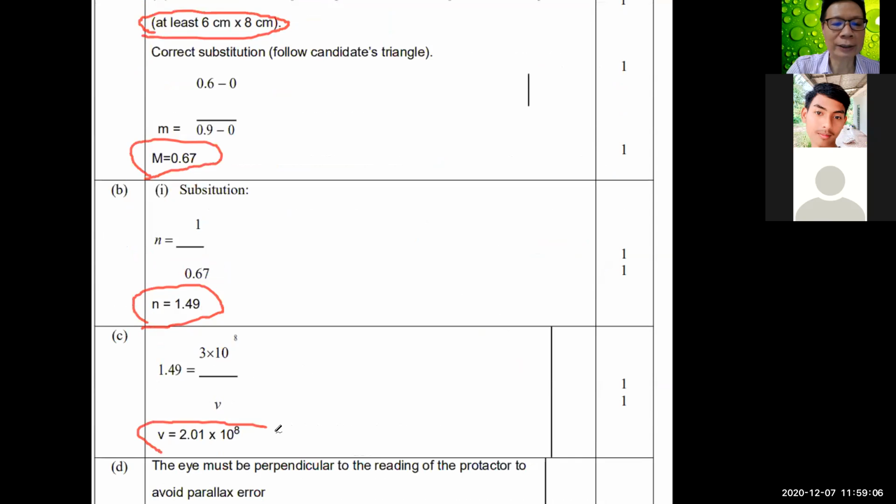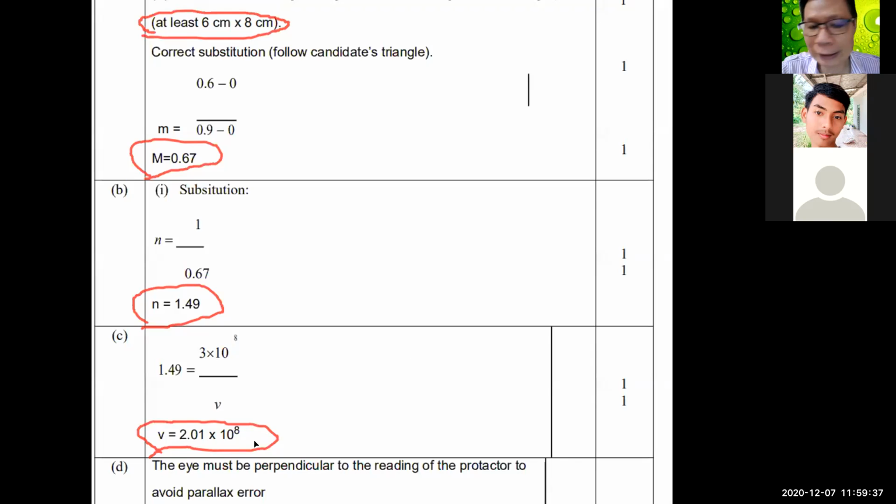This answer is incomplete. What is incomplete here? Can you tell me why? This answer I say is incomplete. What is incomplete there? Can someone please type to tell me why the answer is incomplete? Can anyone tell me why? No unit. Yes, Plankton, you are right. No unit.